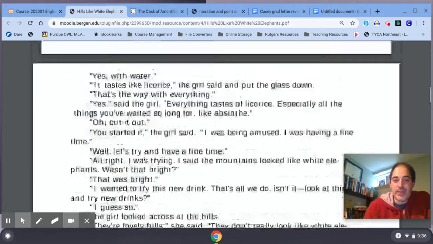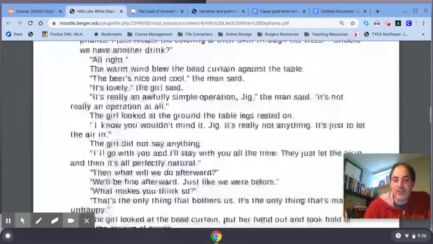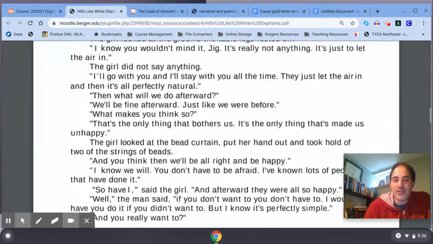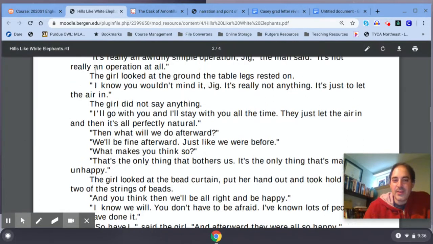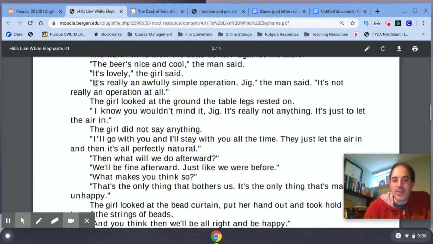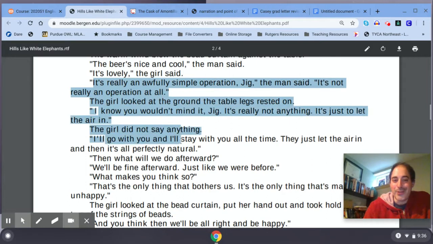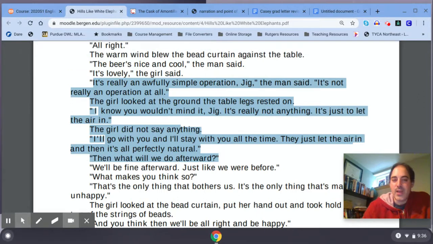Let's see. All we get is it's really an awfully simple operation. Okay. All of a sudden, right? The man, the American, jumps in with, "It's really an awfully simple operation, Jig," the man said. "It's not really an operation at all." The girl looked at the ground the table legs rested on. "I know you wouldn't mind it, Jig. It's really not anything. It's just to let the air in." The girl did not say anything. "I'll go with you and I'll stay with you all the time. They just let the air in and then it's perfectly natural."